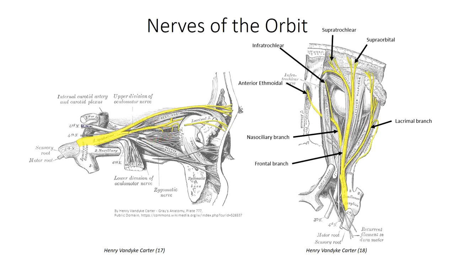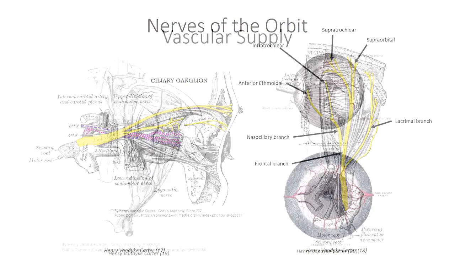Here, we can visualize the preganglionic parasympathetic axons associated with the oculomotor nerve entering the ciliary ganglion, where they synapse with postganglionic parasympathetic vessels that continue to the back of the eye. We can also visualize the sympathetics joining these nerves off the internal carotid artery. The sympathetics can course with either the long ciliary nerves associated with the ophthalmic branch of trigeminal nerve, or the short ciliary nerves associated with the oculomotor nerve.